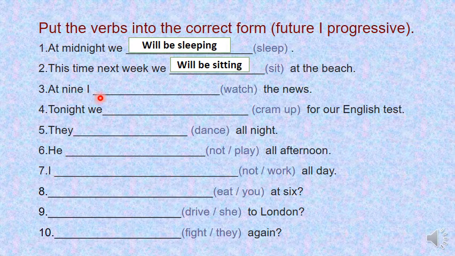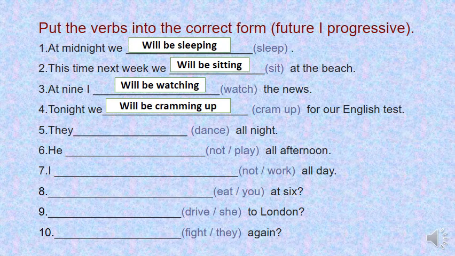At 9 I dash the news. Watch is the verb here and the correct answer will be at 9 I will be watching the news. Tonight we dash for our English test. Tonight we will be cramming for our English test. Number 5. They dash all night and the verb is dance. So the correct answer will be they will be dancing all night.